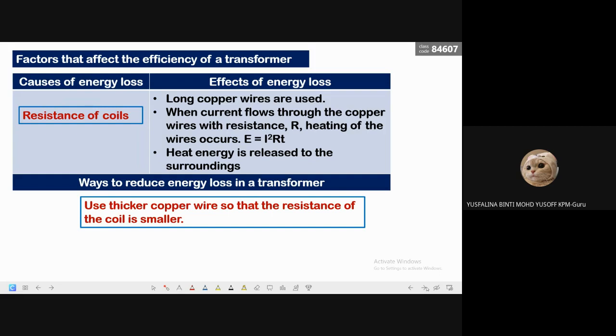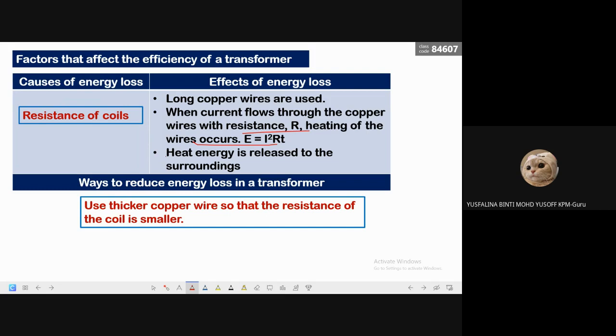So when long copper wire is used, you already learned the factors affecting resistance: the longer the wire, the higher the resistance. When the current flows through the copper wire with resistance R, heating of the wire occurs. The resistance produces heat and makes the wire hot, and the heat energy is released to the surrounding.